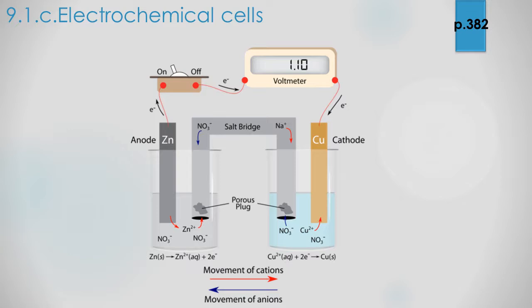This is compensated by the movement of the ions from the salt bridge. Cations go to the cathode to neutralize the compartment, and anions go to the anode to neutralize the excess concentration of the cations.